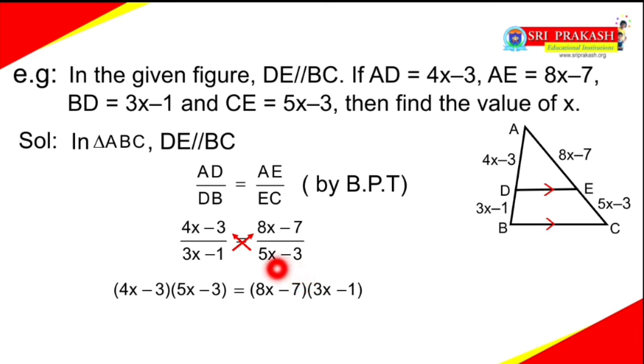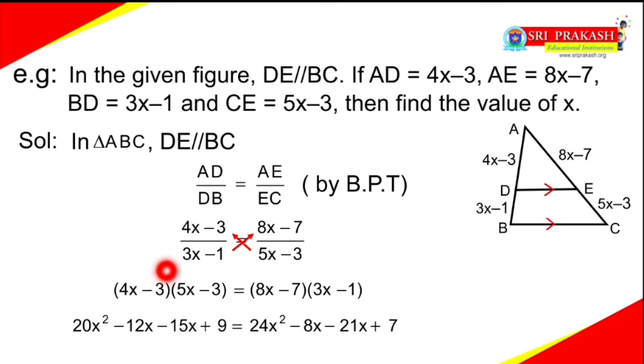Children, now let us multiply 4x minus 3 with 5x minus 3 and 8x minus 7 with 3x minus 1. Then we get 4x into 5x is equal to 20x square. 4x into minus 3 is equal to minus 12x. Minus 3 into 5x is equal to minus 15x. Minus 3 into minus 3 is equal to plus 9.